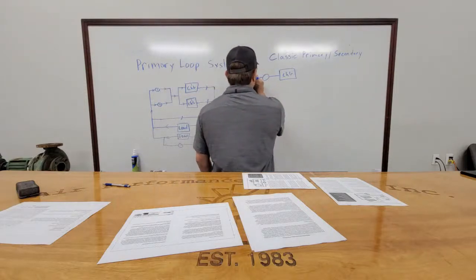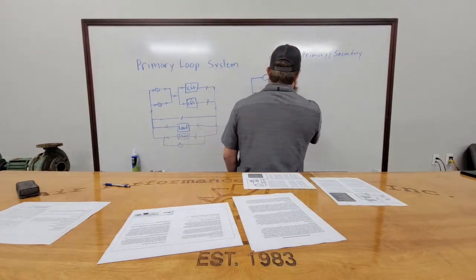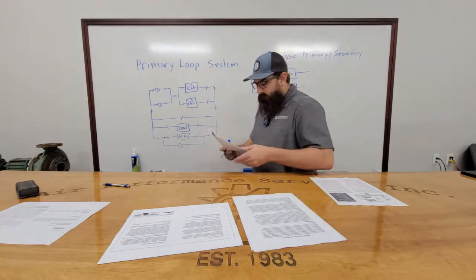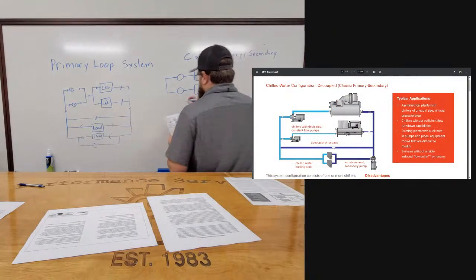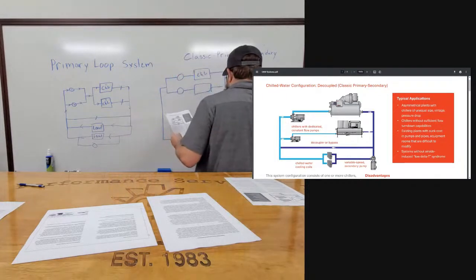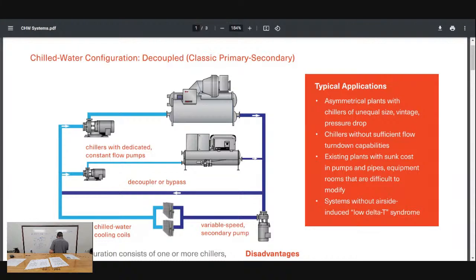All right, so back to this. Let's go back to what we were doing here. So in a system like this, common header. And then we have a decoupler loop or bypass. Okay. So here? Yeah. No, not on this one.